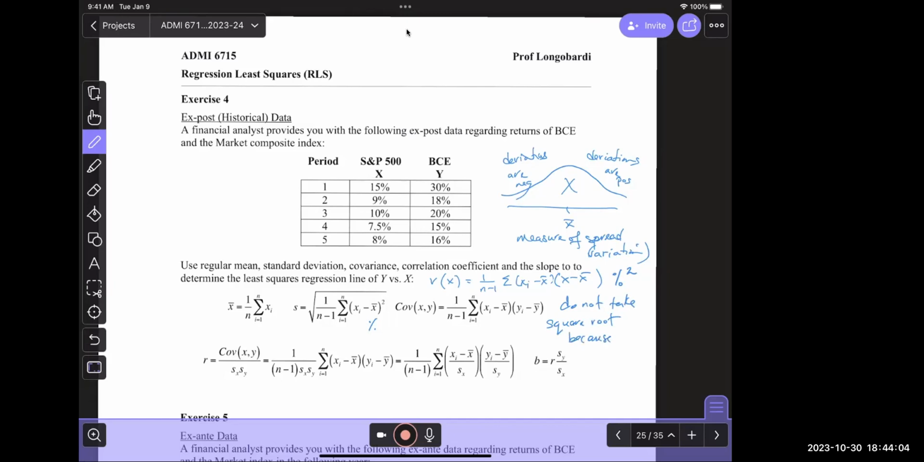Because the covariance could be negative. So we found a positive relationship in this data, but in another problem, we could find a negative relationship. And we're going to talk about that. I'm kind of showing you the end where we're headed with this, because I assume you learned some of this before, right? You should have.